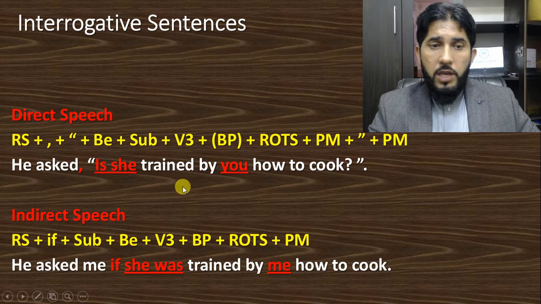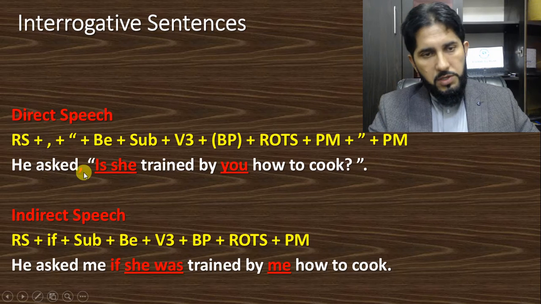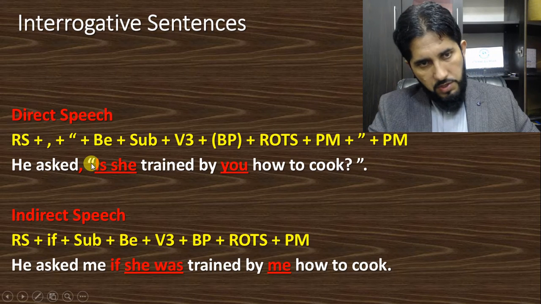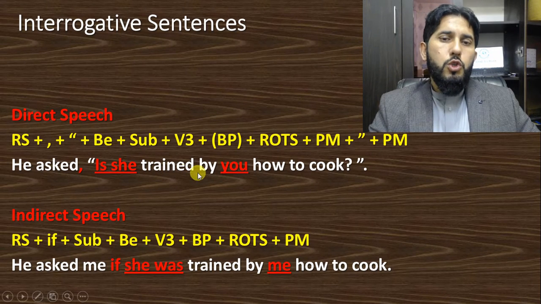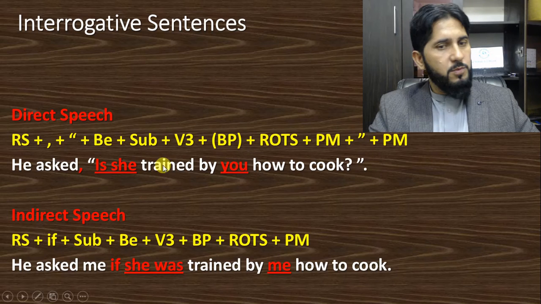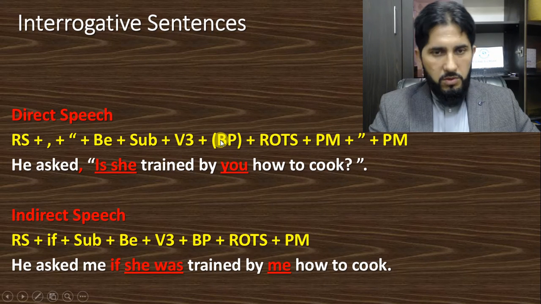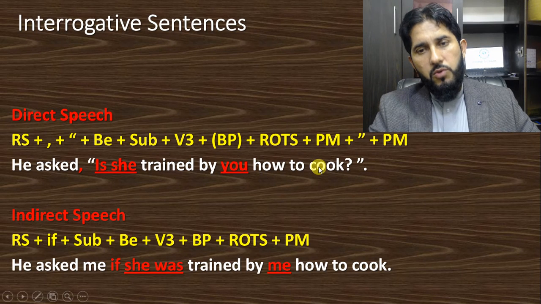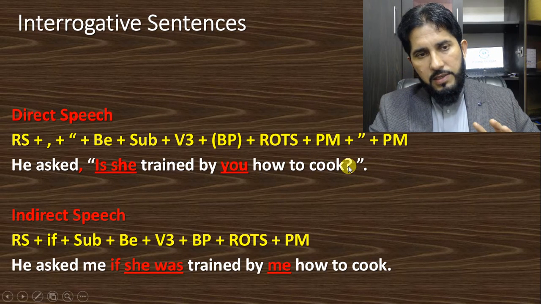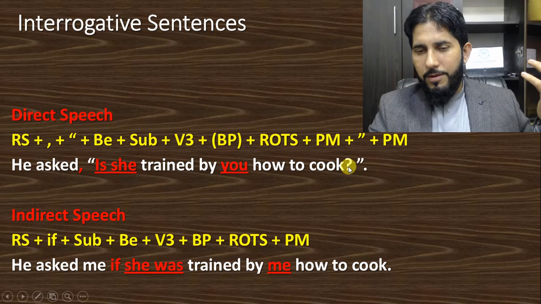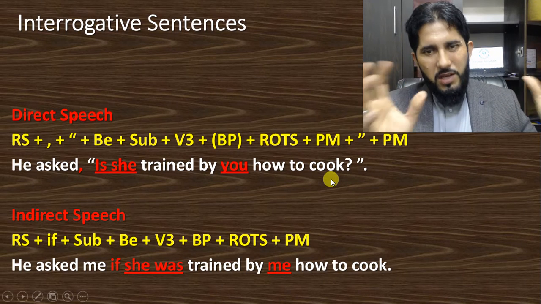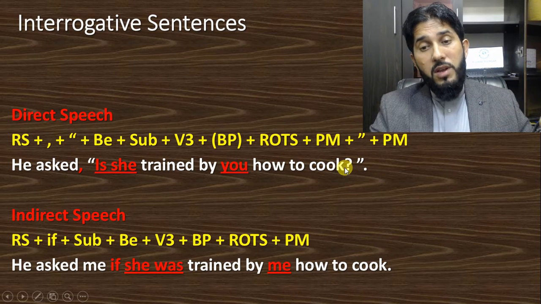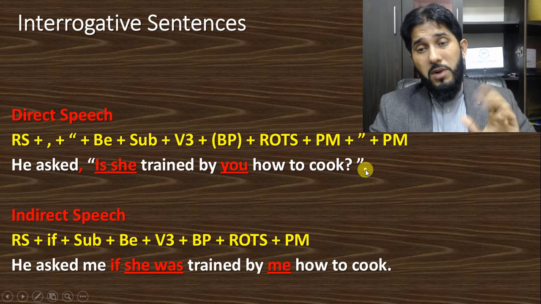Okay, so now it goes with the structure. Here is the reporting speech, he asked, then a comma. Then quotation marks start. Then the to be verb is, then the subject she, then trained by you, so past participle, third form trained, and by you, by phrase, how to cook, the rest of the sentence. And then the punctuation mark inside: because it's a question, it starts with the auxiliary is. So inside the quotation marks, you have a question. Therefore, you use a question mark. But outside the quotation marks, you use a period.